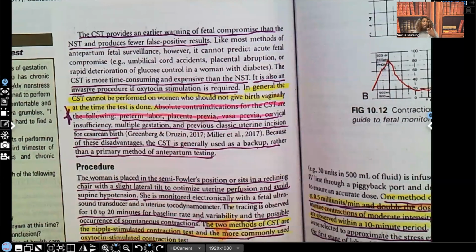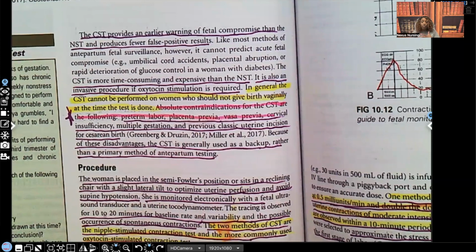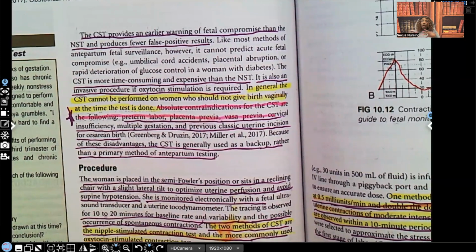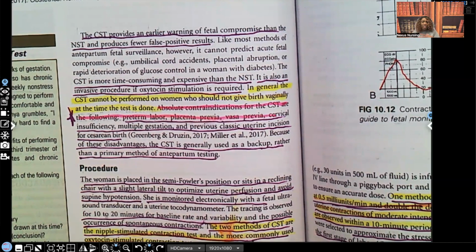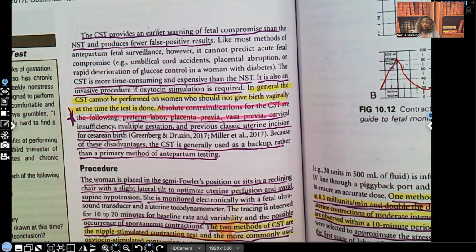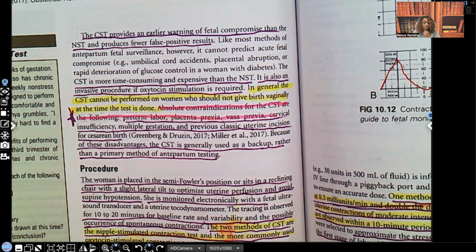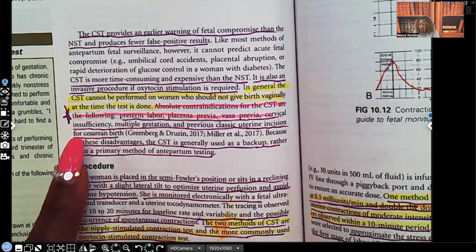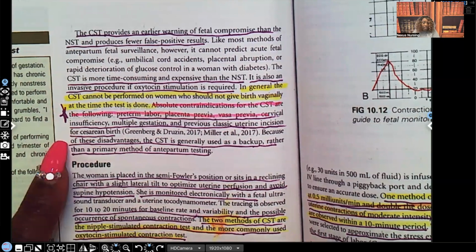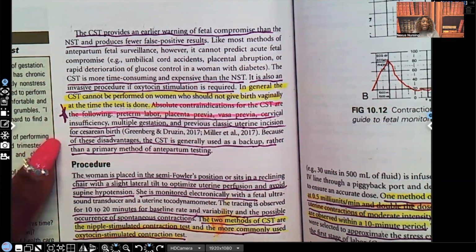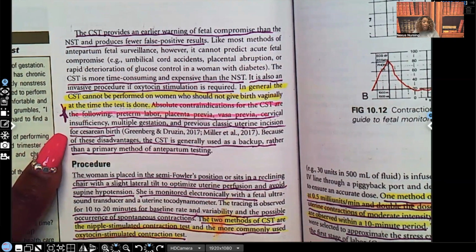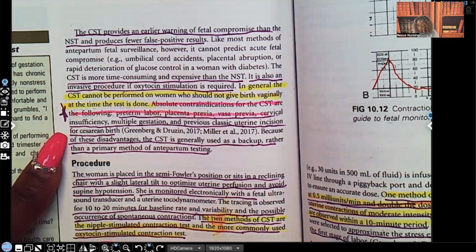You need to think about this, guys. The contraction stress test will literally cause the uterus to contract. So if mom has some kind of contraindication where she cannot deliver that fetus vaginally, because guess what? The uterus is contracting to push that fetus out, you better not do it on this woman. Make sure you know this list of contraindications. I promise you, if you're taking OB right now, that's going to be one of your test questions. You have to know the contraindications to the contraction stress test.